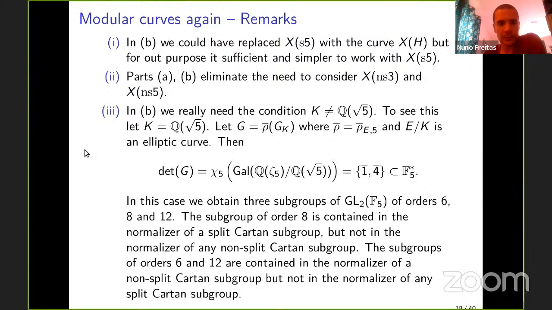And finally, just observing: why is the condition K not equal to Q square root of 5 necessary? Because indeed, if we consider this field, then the determinant won't be surjective. And this will give rise to more subgroups of GL2 of F5 of order 6 and 8 and 12. One of these subgroups is contained in the normalizer of a split Cartan subgroup, but not in the normalizer of the non-split Cartan subgroup. While the other ones, the subgroups of order 6 and 12, are contained in the normalizer of a non-split Cartan, but not in the normalizer of the split Cartan. And so we would have to consider more cases.